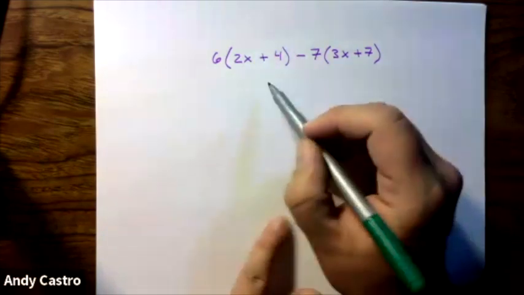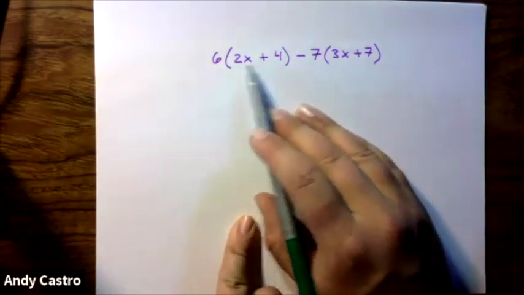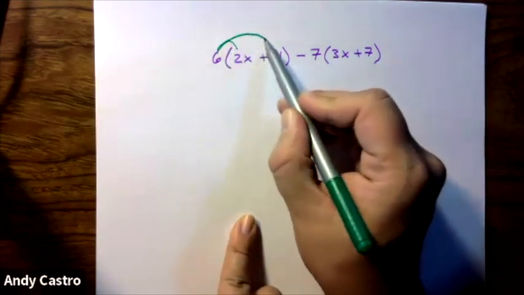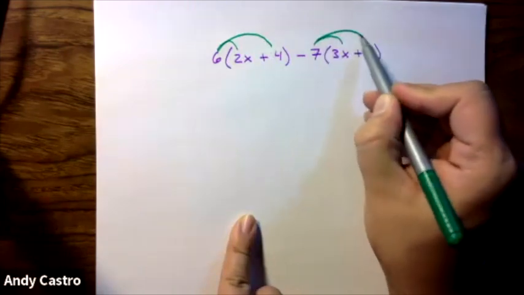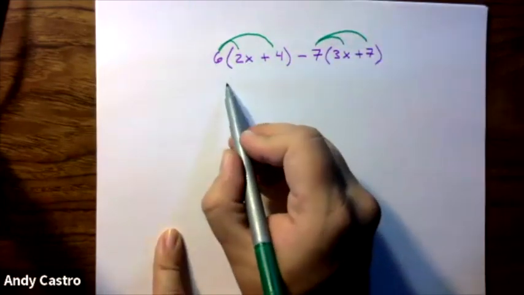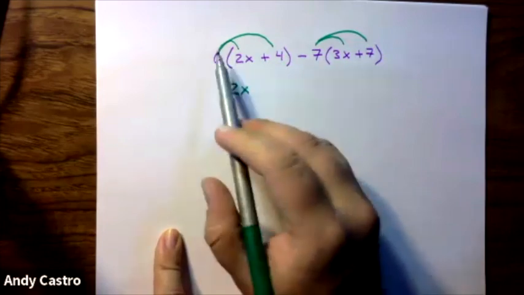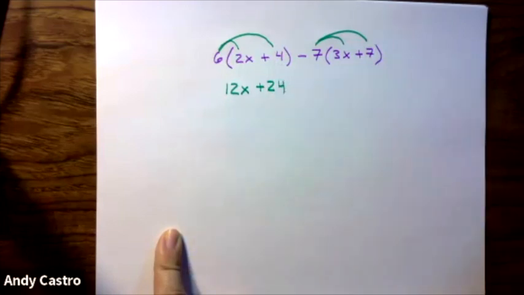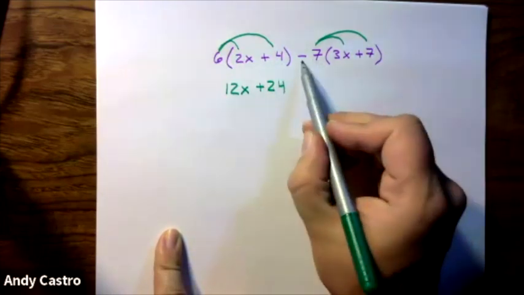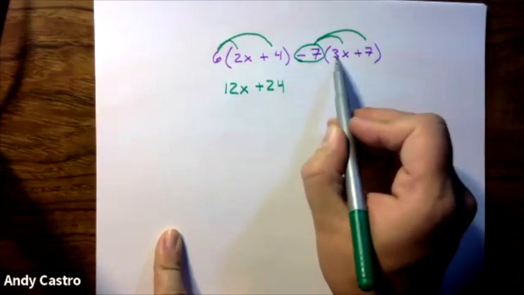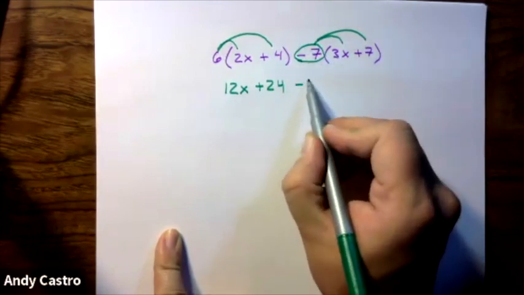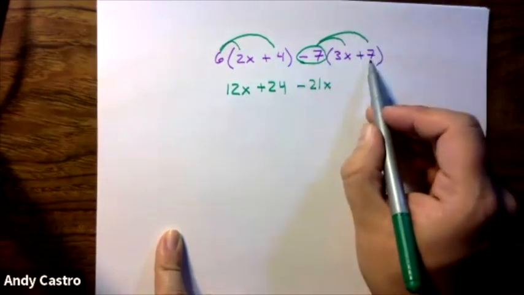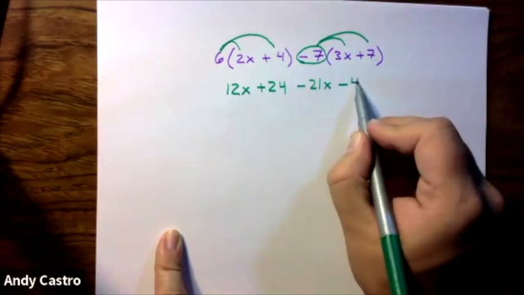All right. So here, I've got some parentheses. So I'm going to simplify this by distributing through. So 6 times 2x is 12x. 6 times positive 4 is positive 24. Now I have -7 times 3x. That's negative 21x. And -7 times positive 7, negative 49.